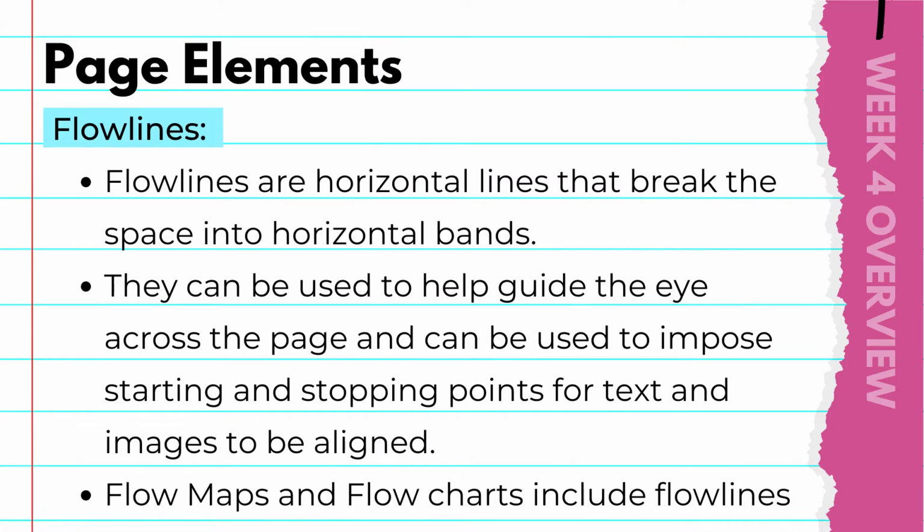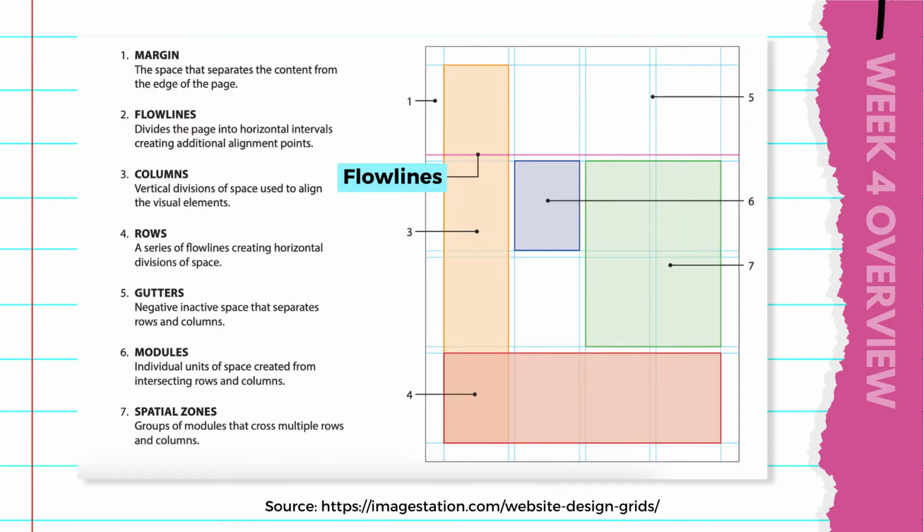Flow lines. Flow lines are horizontal lines that break the space into horizontal bands. They can be used to help guide the eyes across the page and can be used to impose starting and stopping points for text and images to be aligned. Some examples are flow maps and flow charts.